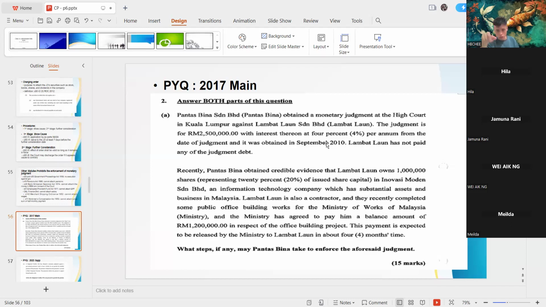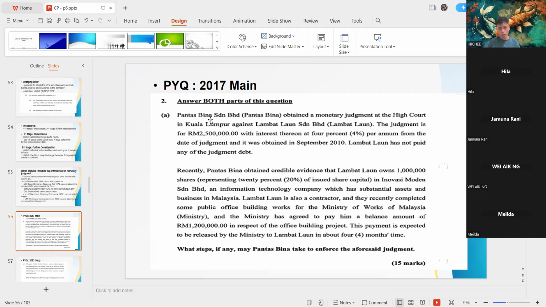So this is the first thing that you have to discuss, because now, as we can see, 2010 to 2017 has been more than 6 years. Also, as provided in Section 6 Sub 3, no interest can be claimed. Therefore, the interest of 4% is not claimable. And so, to guide you all on how to structure the first thing accordingly, this is how I structure my answer.